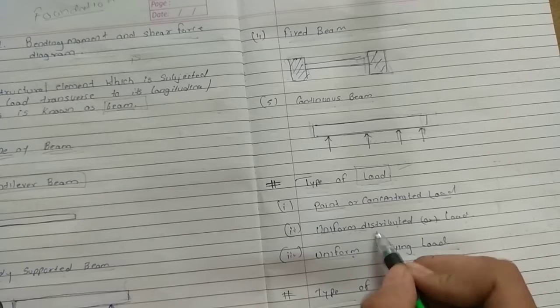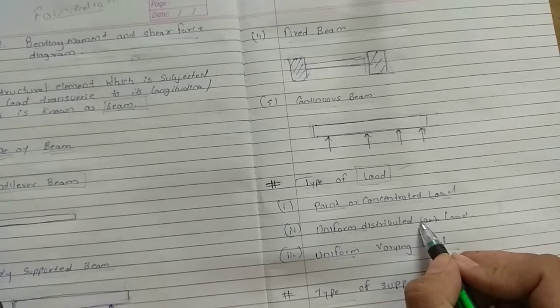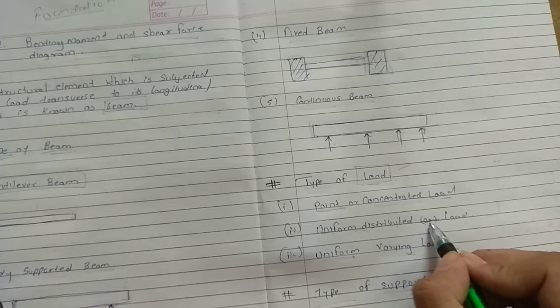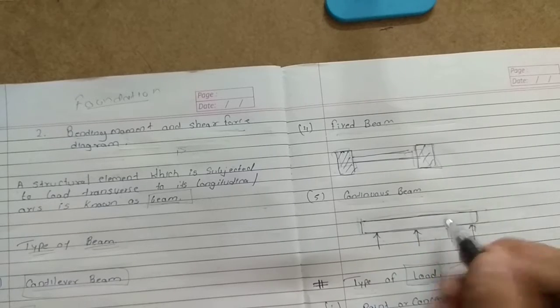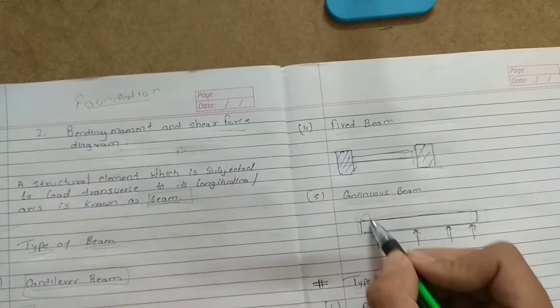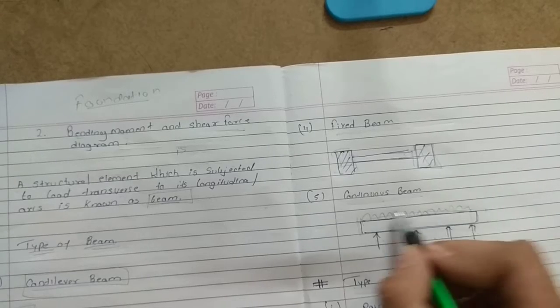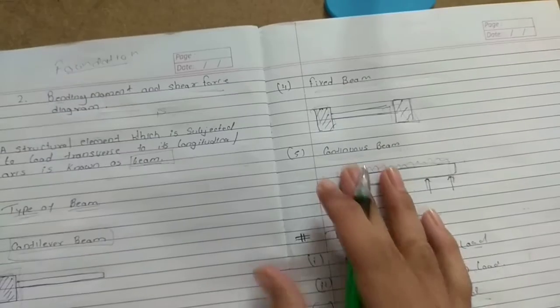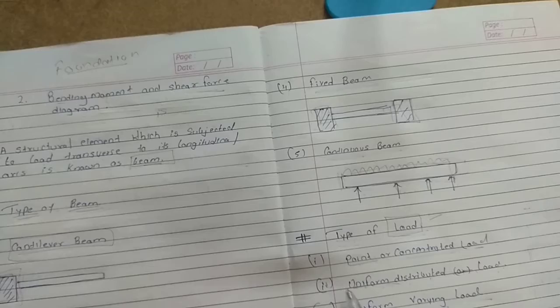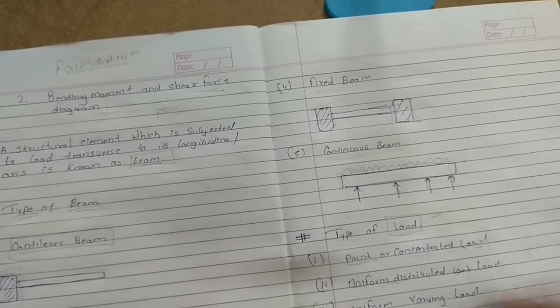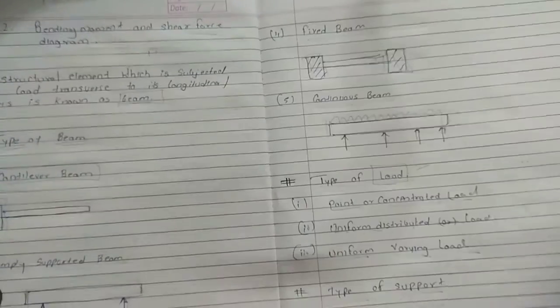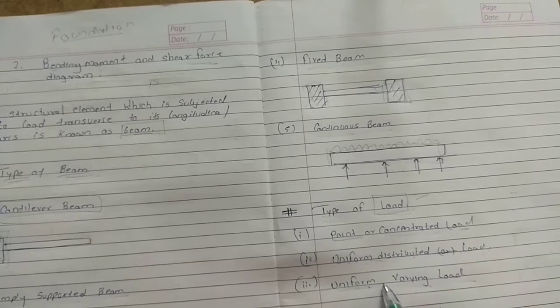A uniformly distributed load is one which is spread over a beam in such a manner that the rate of the load is uniform along the length. So for example, I have taken this beam, and I am just making this palm in uniform distribution. Such a load is called a UDL, uniformly distributed load.